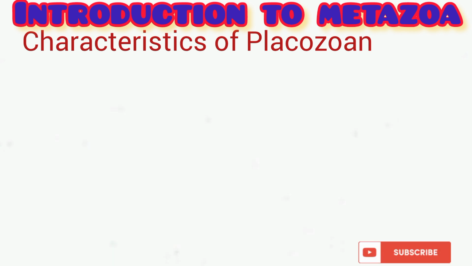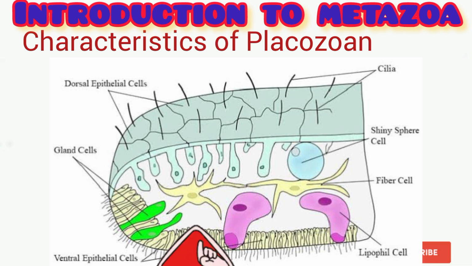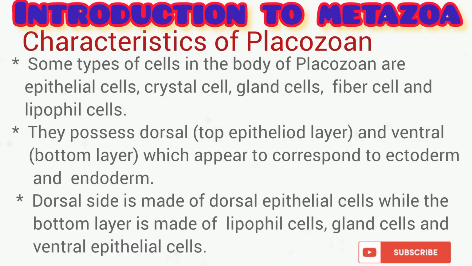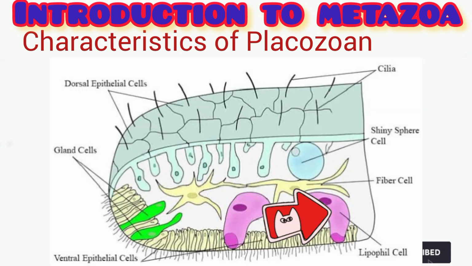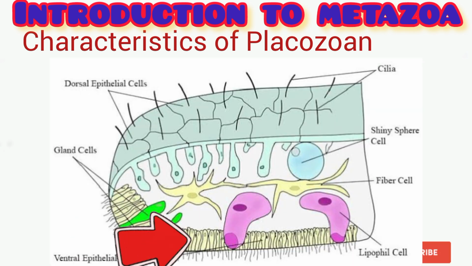Their body may be divided into the dorsal or upper layer and ventral or bottom layer. The dorsal side is actually made up of the dorsal epithelial cells, while the bottom side or the ventral side is made up of the lipophil cells, the gland cells, and the ventral epithelial cells.